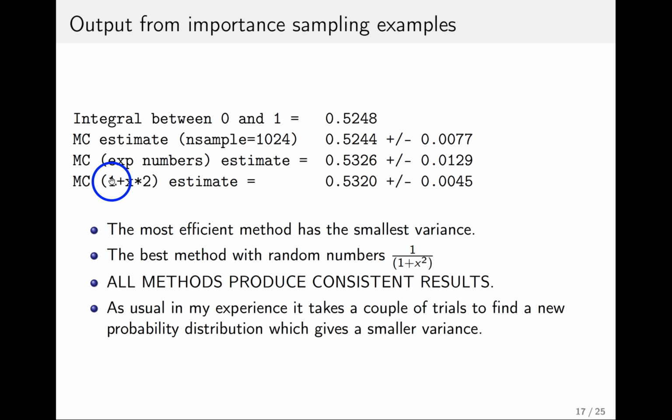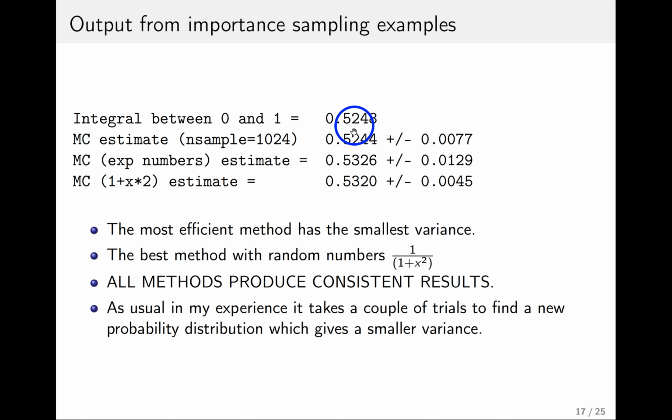And then if you use random numbers from the 1 plus x squared distribution, I got the result of 0.5320 plus or minus 0.0045. So this 0.0045 is much smaller than the error from just using random numbers between 0 and 1. Because this has the smaller errors, using random numbers from 1 plus x squared is the best way.